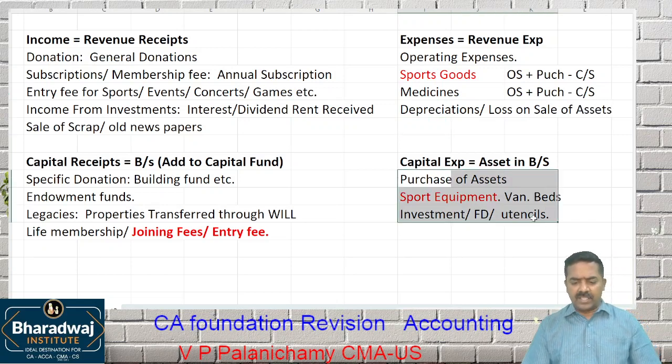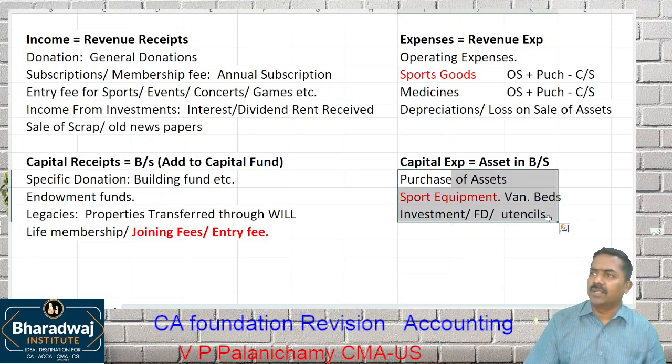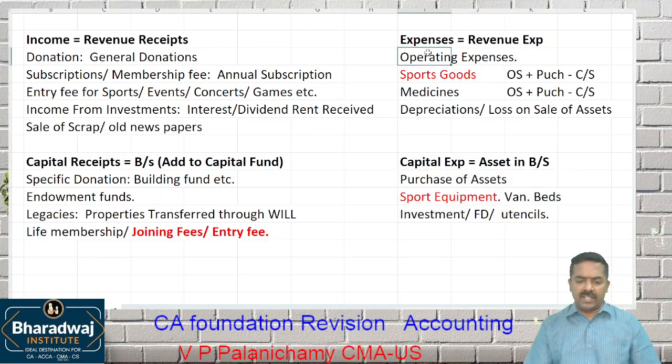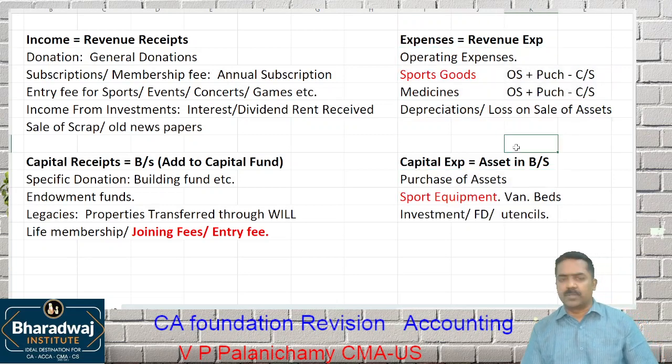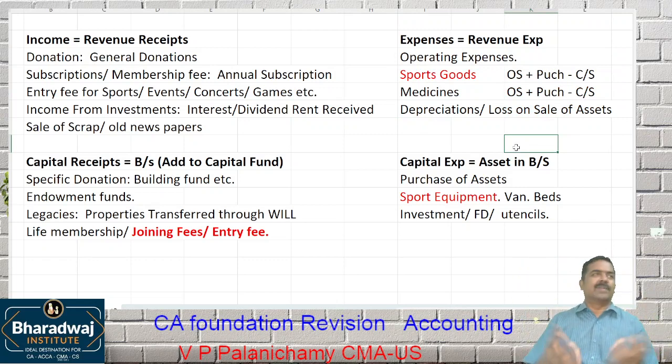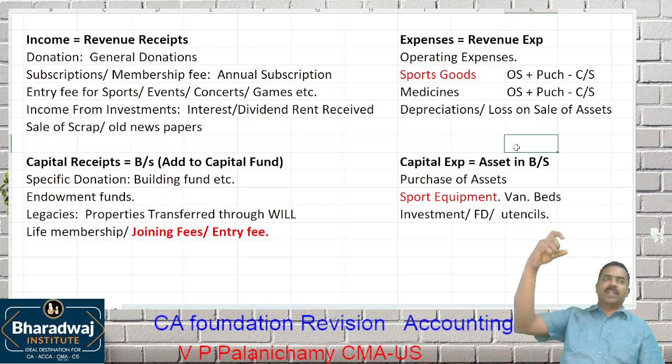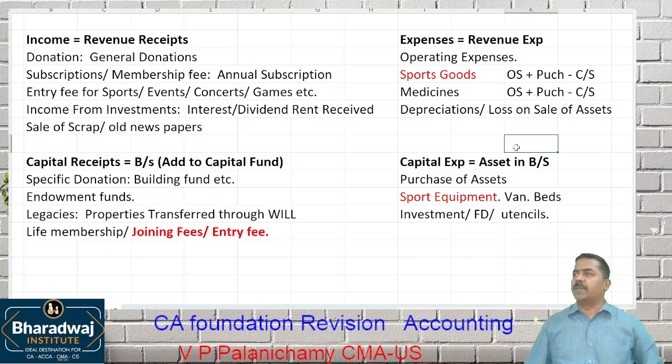Simple. Anything that gives us long-term benefit, we'll take it as which one? Capital expenditure. Anything that gives us short-term benefit, we'll take it as which one? Revenue expenditure. Simple. You will be given a receipts and payments account, nothing but a cash book. Opening balance, all receipts will be given, all payments will be given.